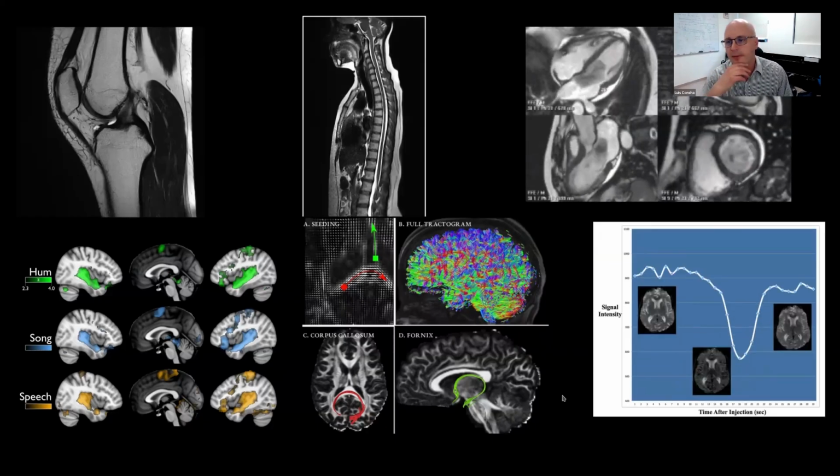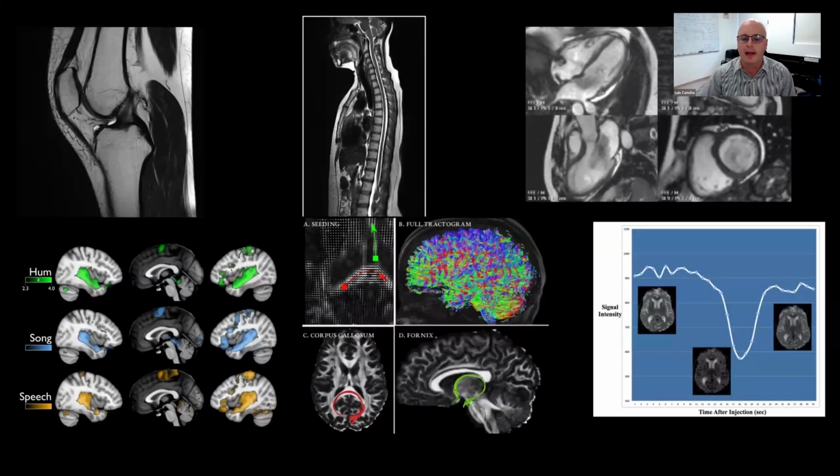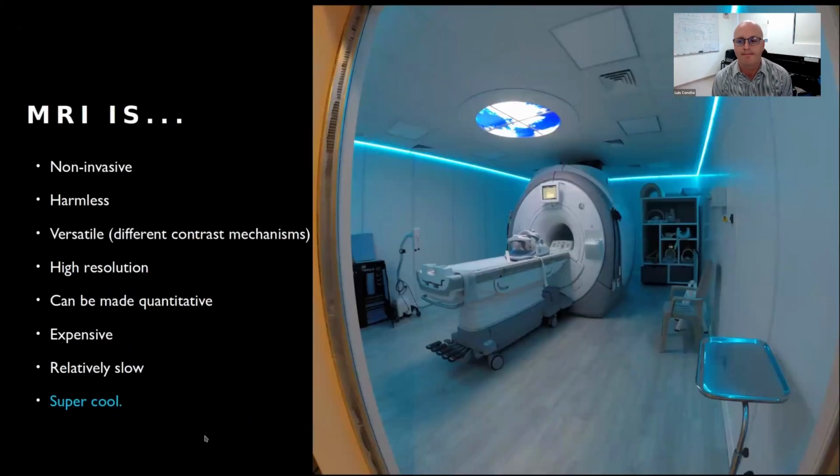And we can even obtain dynamic images, as we can see here in the heart, that provide a tremendous amount of detail in the anatomy and function of the entire body. So MRI is probably one of the most versatile imaging techniques there are. It is non-invasive. That means you can have as many MR scans as you want, and there's really no problem unless there's any metal in or outside of the body. It's pretty much harmless.